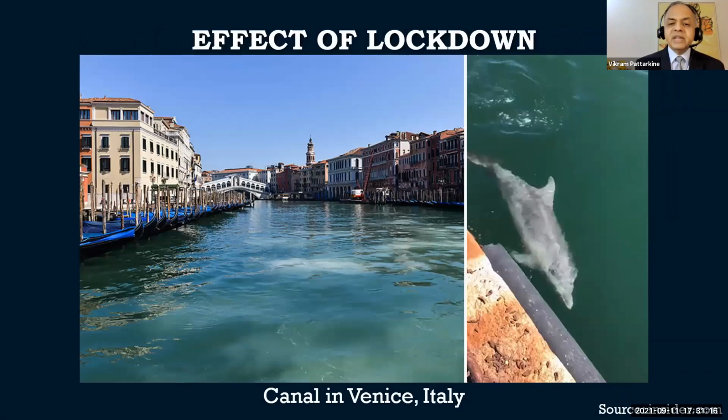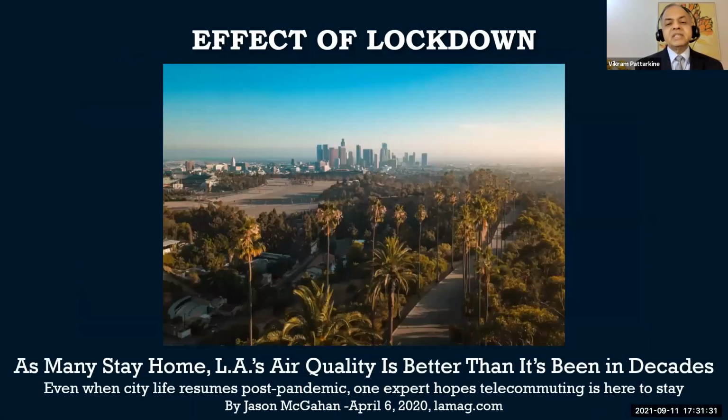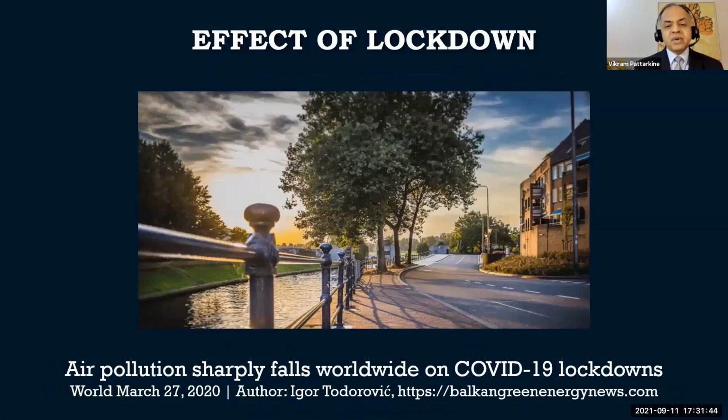In Venice, Italy, a tourist destination, earlier these canals used to be full of tourists, during which time you would rarely see dolphins. But on the right, during the lockdown, people have spotted dolphins. Los Angeles skyline. As you are landing at Los Angeles airport, on the right side, you can see this. I've never seen it this clear. During the lockdown, it became so clear. Another photograph in Europe where the air quality is so beautiful.